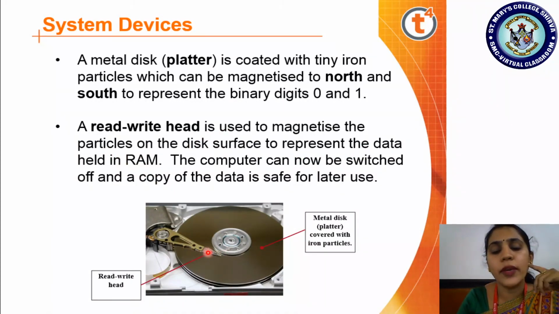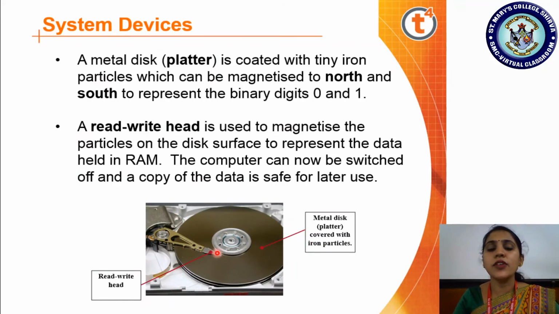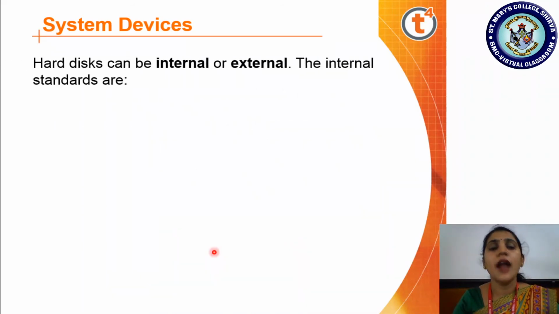Whenever you want to save any details, write any information to the disk, which head are you using? The write head. With the help of this you're magnetizing, which means you're making the data stay permanent on that particular disk. This is a concept of platters, using magnetic concepts. And hard disks can be either internal or external, students.